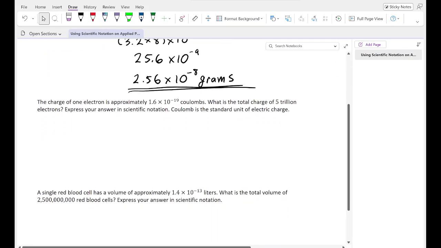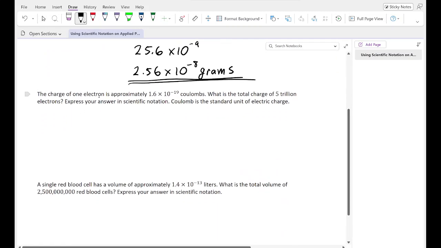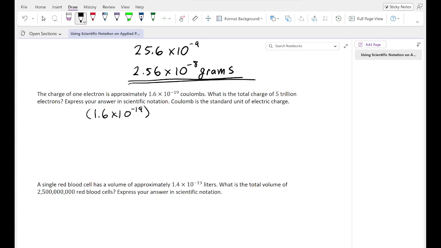Let's do another example. The charge of one electron is approximately 1.6 times 10 to the negative 19 coulombs. I think that's how you pronounce it. What is the total charge of 5 trillion electrons? Again, we're going to express our answer in scientific notation, and if you're curious, a coulomb is a standard unit of electrical charge. So we're going to start off with our 1.6 times 10 to the negative 19th. And we're going to convert 5 trillion into scientific notation.